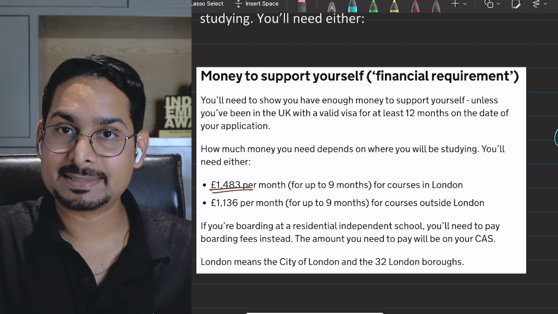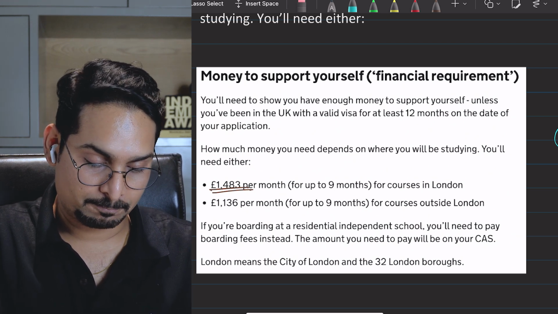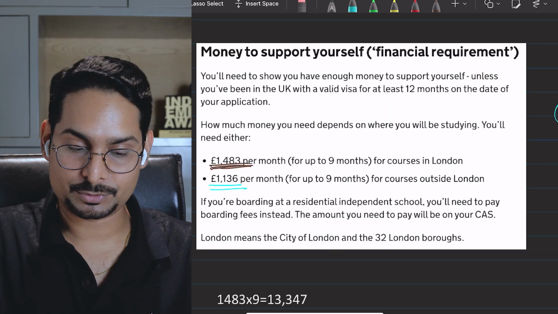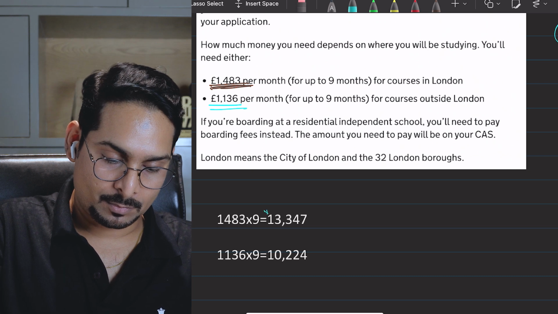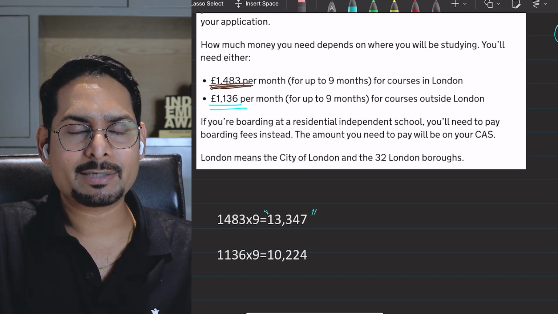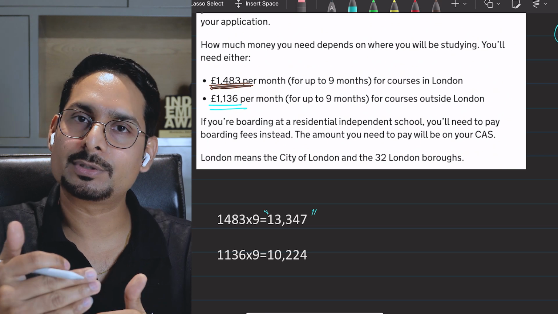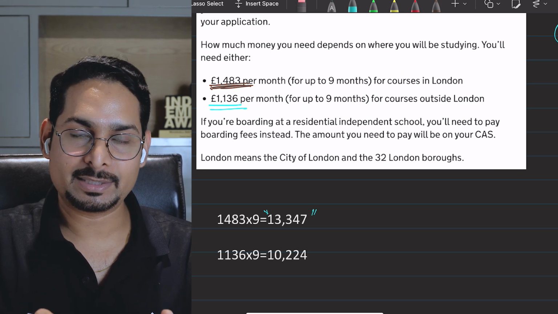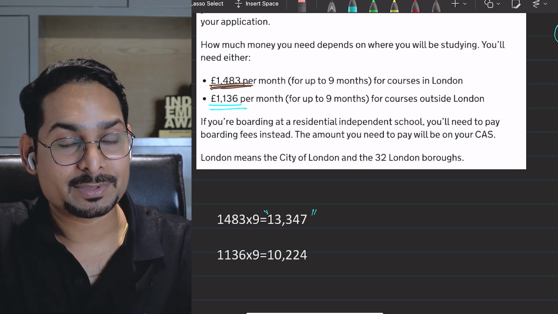So if your university or the course is in London, this is the fund you need to show. And if your course is outside London, this is the amount per month you need to show. So let's understand, if you calculate the total amount for 1 year, and for UK visa maintenance fund, even if your course duration is 3 years, 2 years, or even more than 1 year, if you show maintenance funds for 1 year, it is enough. 1 year means this 9 months which we are talking about, excluding the vacation period.